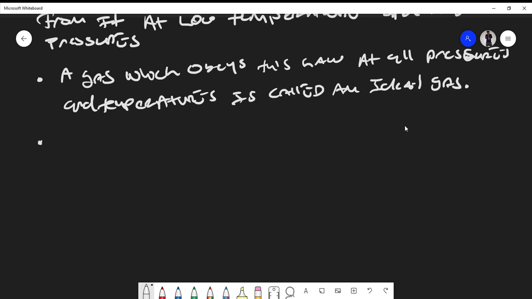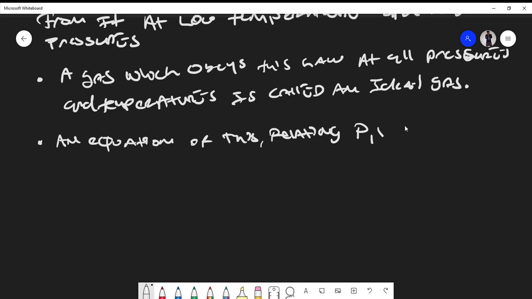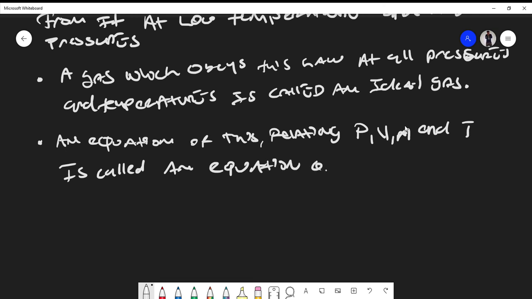Now, the last thing that we must comment on is to say that an equation of this type, PV is equal to nRT, relating P, V, n and T is actually called an equation of state. So a very important concept, right? So an equation relating P, V, n and T is what we call an equation of state. So it's a very important concept.